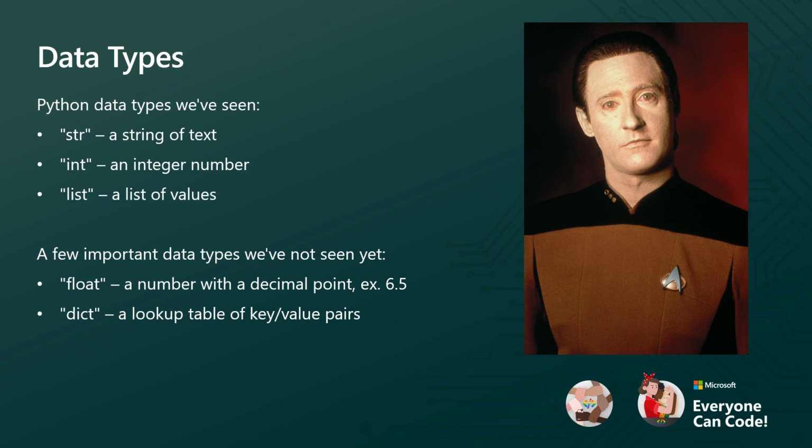There's a couple important data types we have not yet seen. We haven't seen float. That's a floating point number, a number with a decimal point, for example, 6.5. And we haven't yet seen a dict, short for dictionary. A dictionary is a lookup table of key and value pairs.